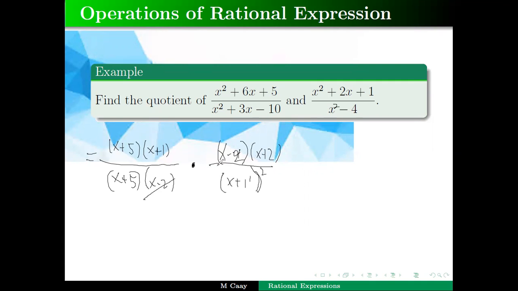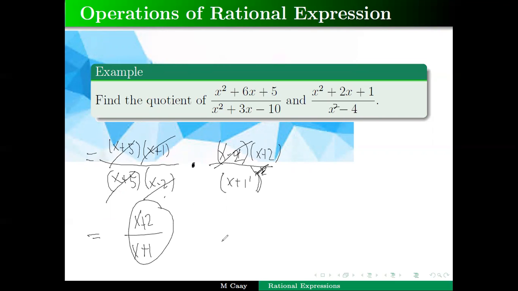So I cancel this out, I'll cancel this out, I'll cancel this out, I'll cancel this out, I'll cancel this. So what I have left is x plus 2 over x minus 1. I'm sorry, plus 1. That's it.